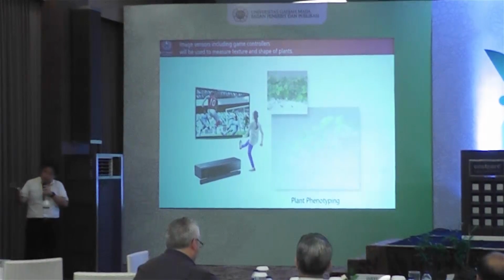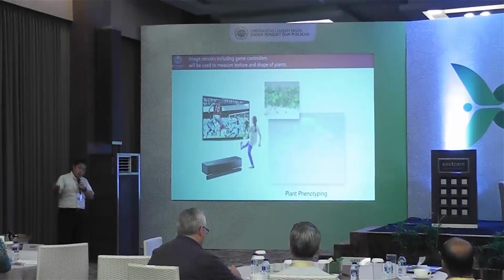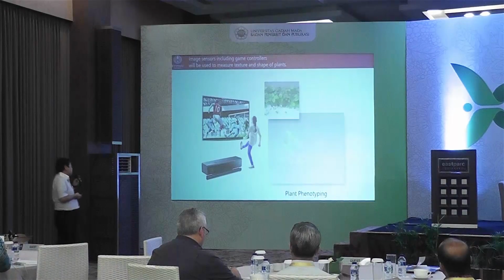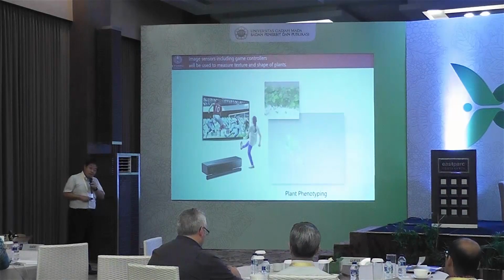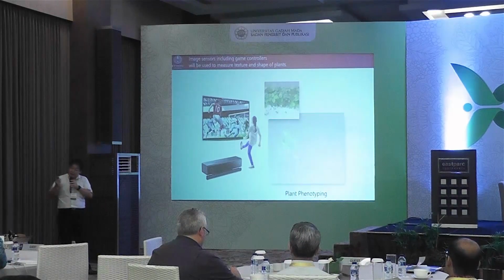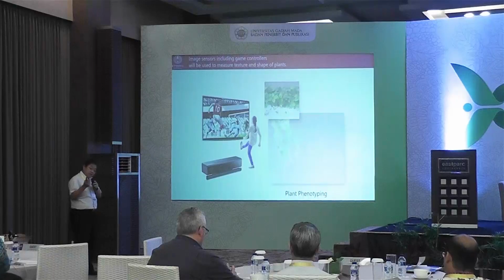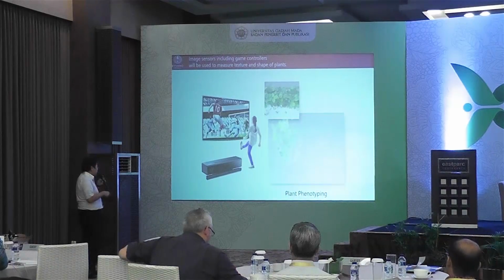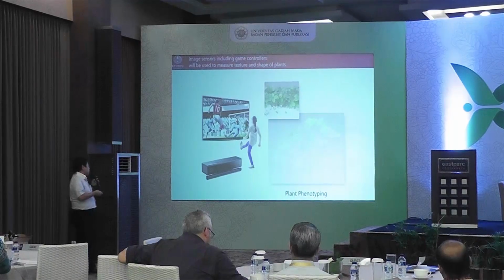So we are now going to plant phenotype. Plant phenotype occurs due to environmental change. We get the information by using interesting sensors. This is a game controller sensor, which we call RGBD. RGB is a visual camera, and D is a depth sensor. The depth sensor is realized by an IR camera. With this we can capture the shape of the plant.